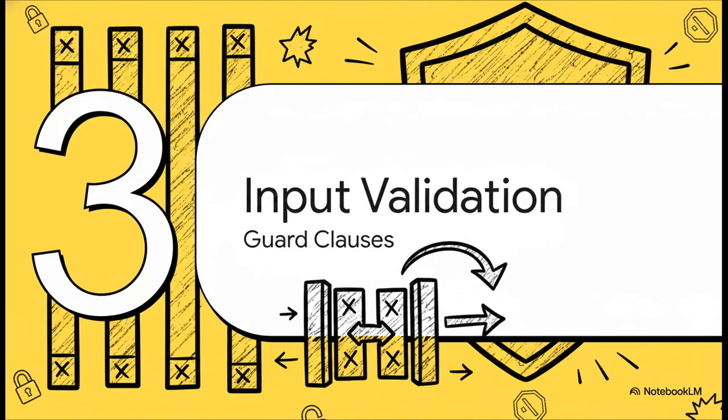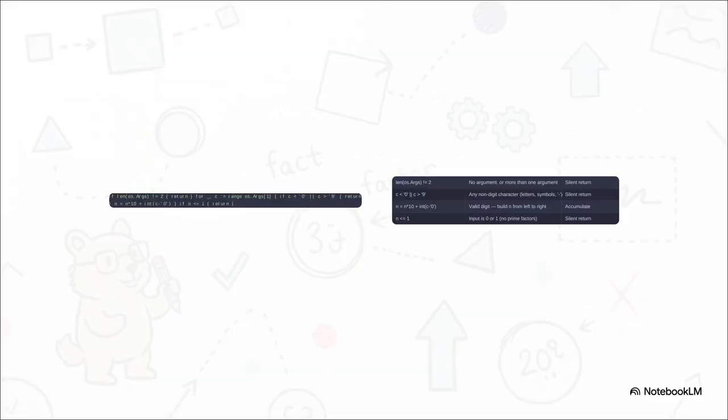All right, let's jump into Section 3, input validation and guard clauses. Because good code doesn't just do the right thing when everything is perfect, it actively protects itself from bad inputs. Looking at the snippet side by side with its logic map, you can see the code cleanly catches missing arguments or totally invalid strings. If the argument count isn't exactly 2, meaning the program name plus exactly 1 input string, it just returns silently.